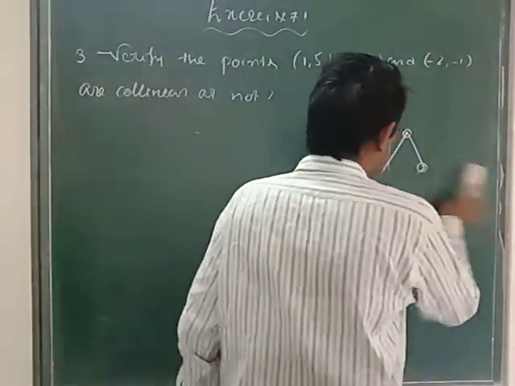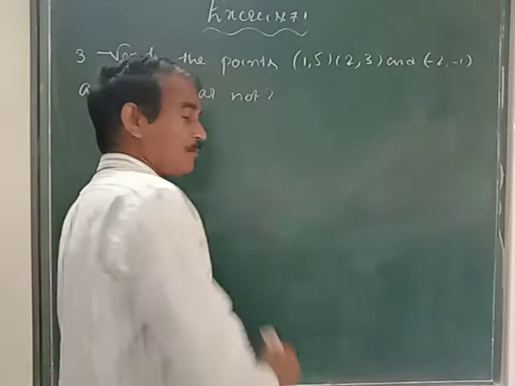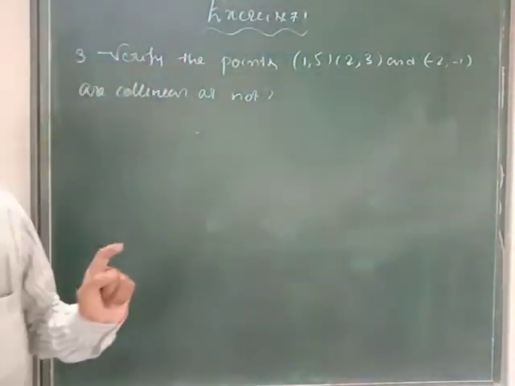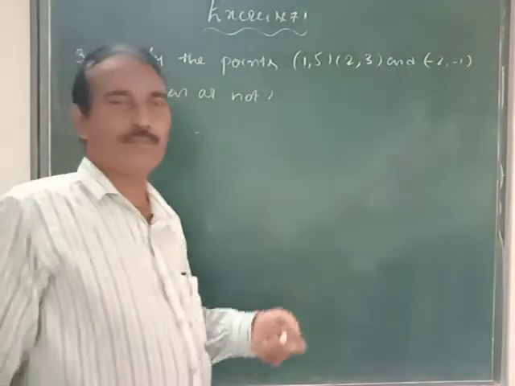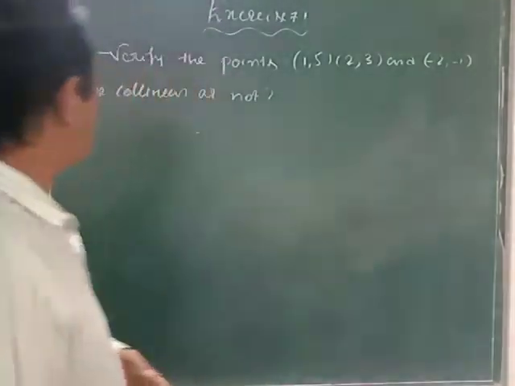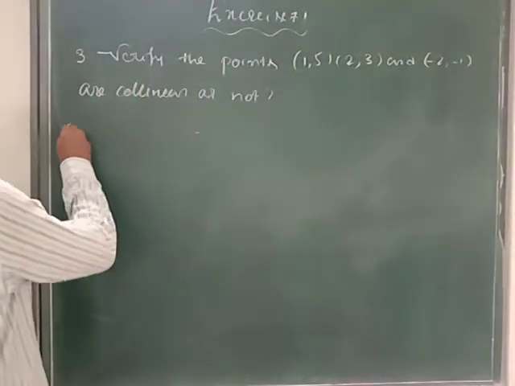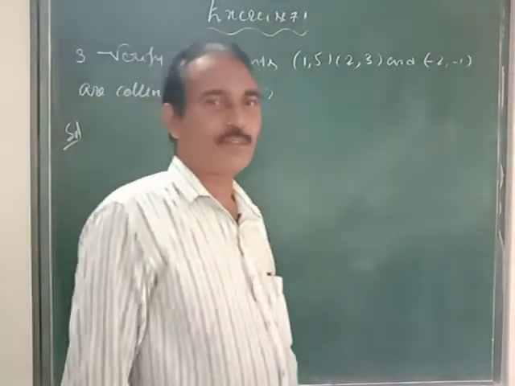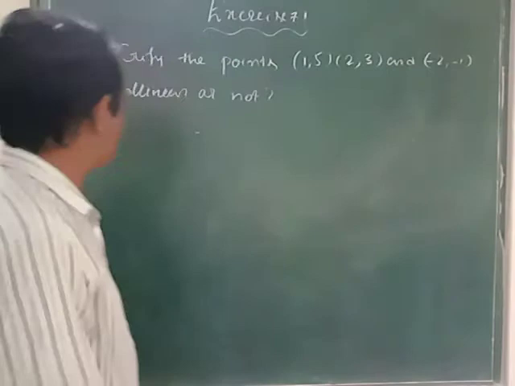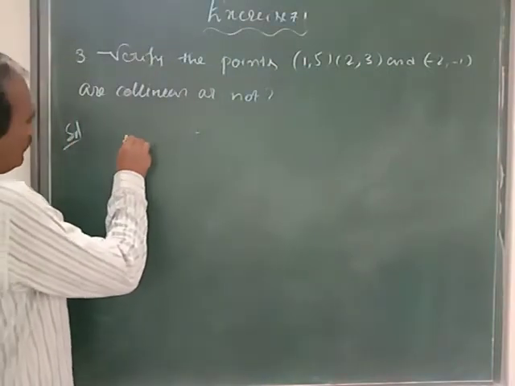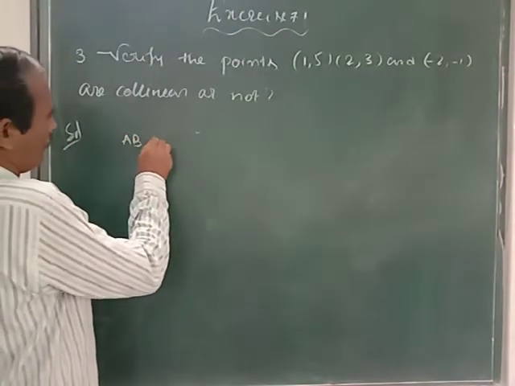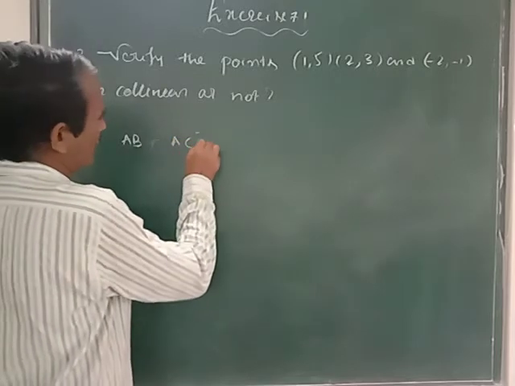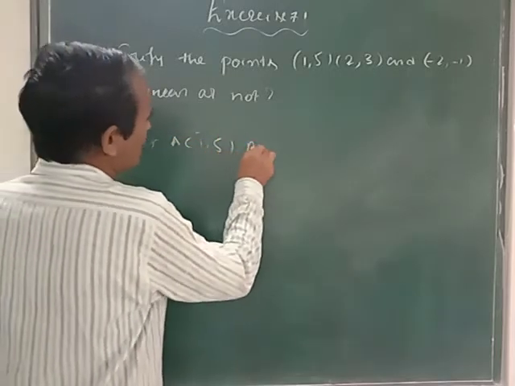Okay, how to do it if it is given for either 2 marks or 4 marks? Actually, they are giving either 2 marks or 4 marks. How to find? First of all, you have to find the distances AB, BC, CA. What is AB? A stands for what? A is (1, 5), B is (2, 3).